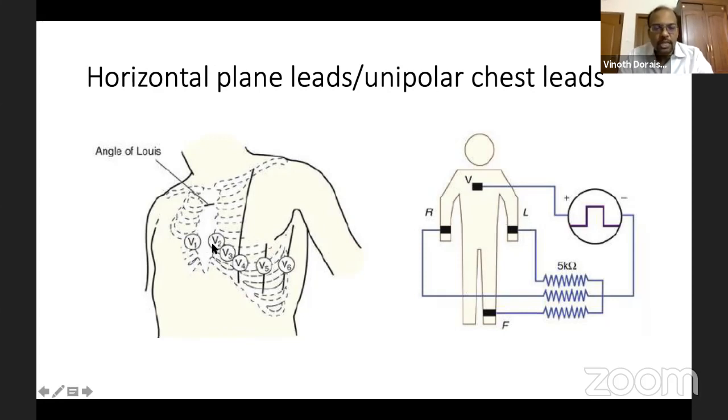Same thing nowadays, just like V3 and V4, we use leads like V3R and V4R. R stands for right side. They are the same position as V3 and V4, but on the right side of the chest. So these are useful, suppose the patient has congenital heart disease with dextrocardia or maybe a right ventricular infarction, to take up the complexes from those leads.